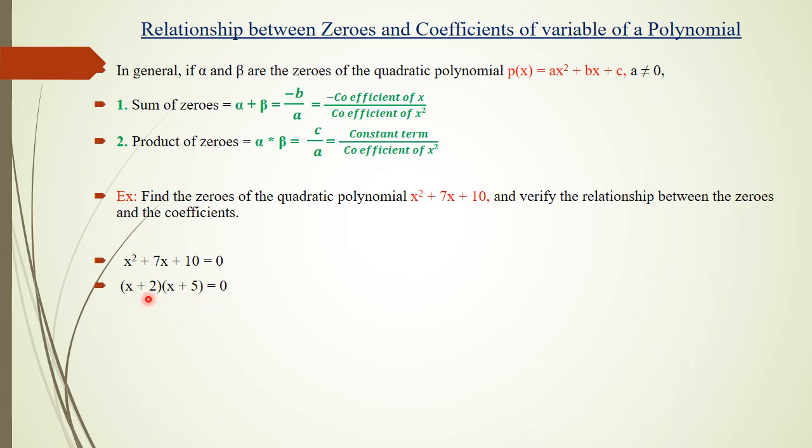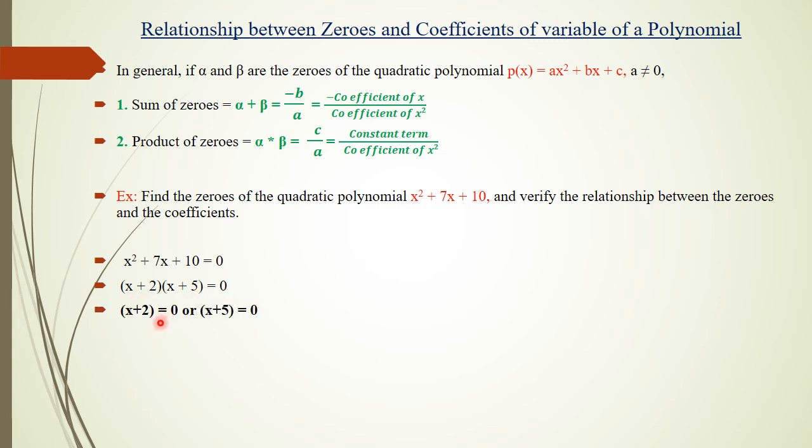Therefore out of these two, either x plus 2 can be 0 or x plus 5 can be 0, because we will get product of these two terms as 0 only when either x plus 2 is 0 or x plus 5 is 0. You can verify this. 0 into any term is 0. Here also, any term into 0 is going to be 0.